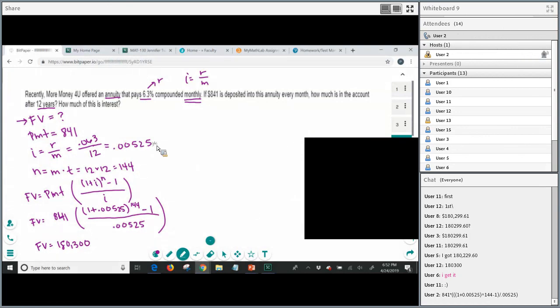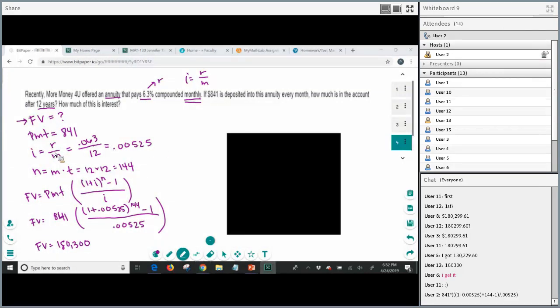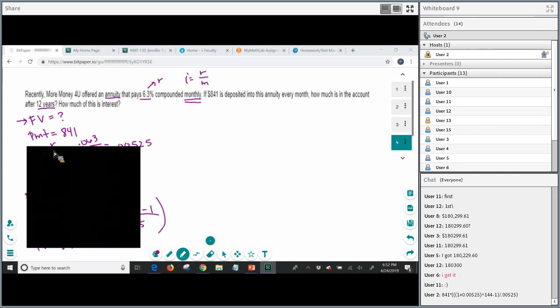What happened to my pen? There it is. So that was just the first part of this question. Let me move this over here. So the second part of the question said, how much of this is interest? So that future value that we had was, again, $180,300. So that's how much is in the account after the 12 years. But remember, some of that is the amount that you actually deposited, that you paid every month with your $841, and some of it is the interest you've been accumulating.